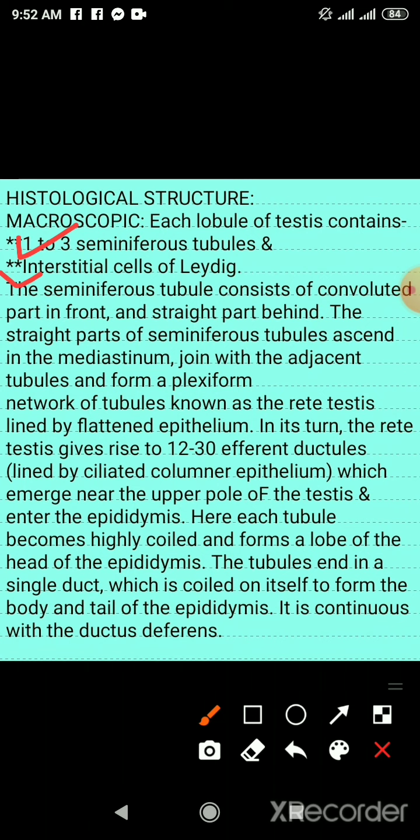The seminiferous tubule consists of some convoluted portion in front and some straight portion behind. This straight part of the seminiferous tubule ascends in the mediastinum and joins with the adjacent seminiferous tubule to form a plexiform network which is known as the rete testis.